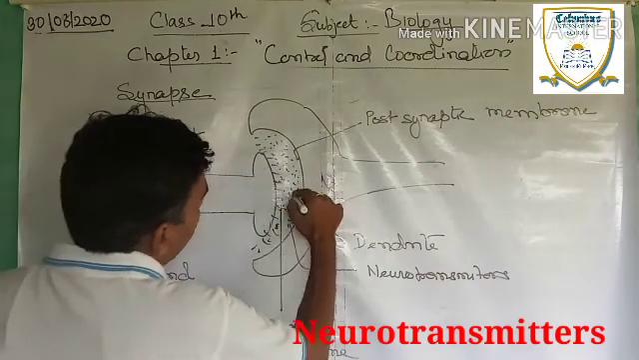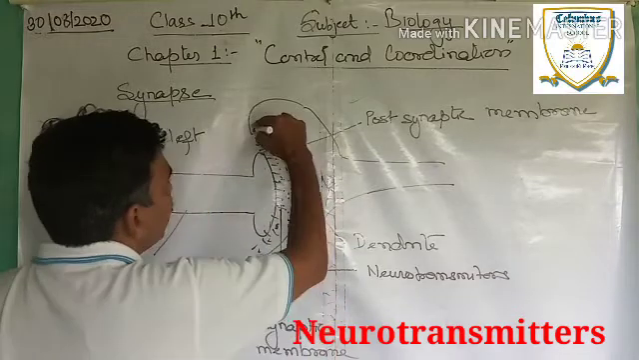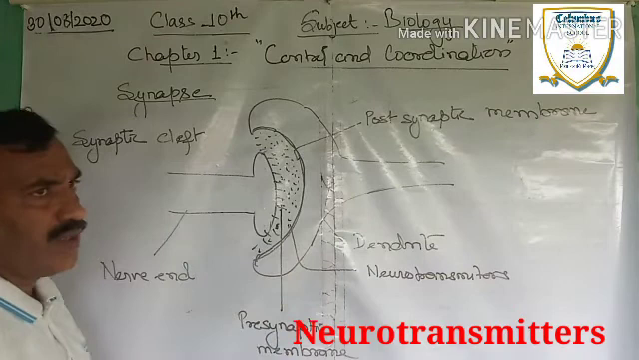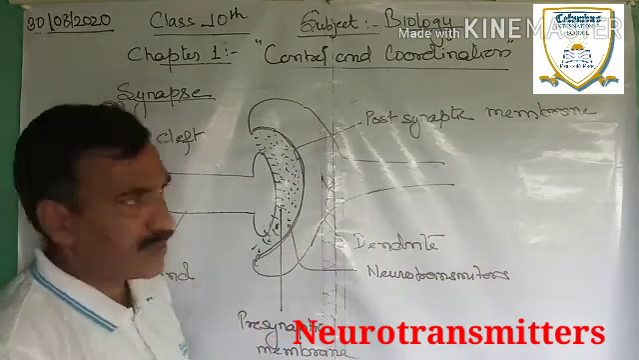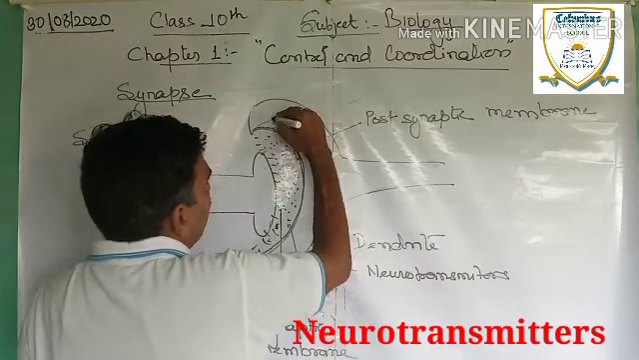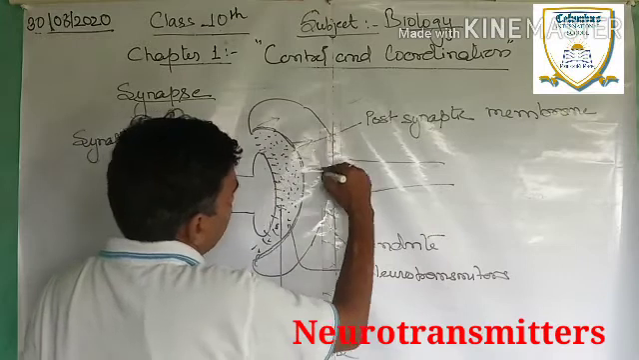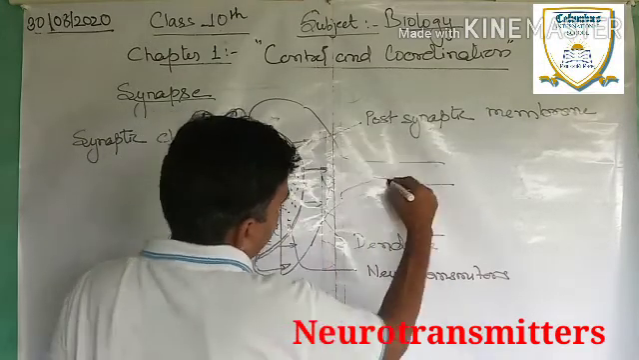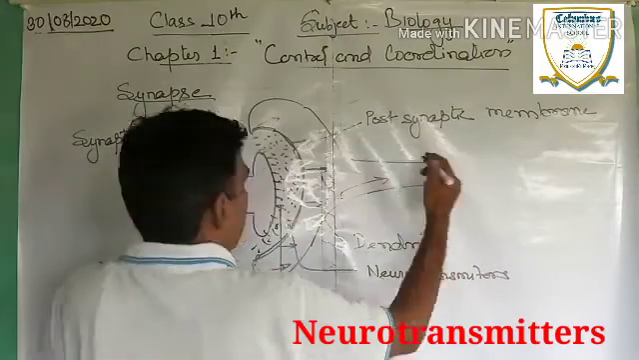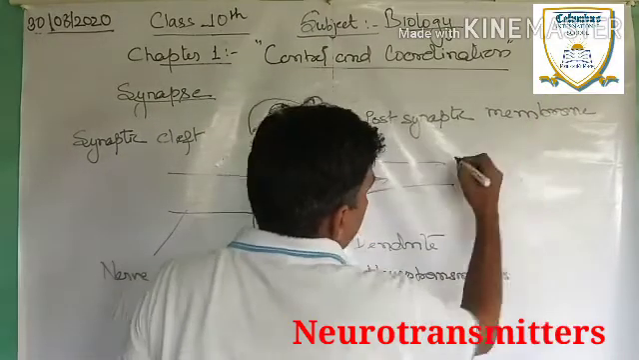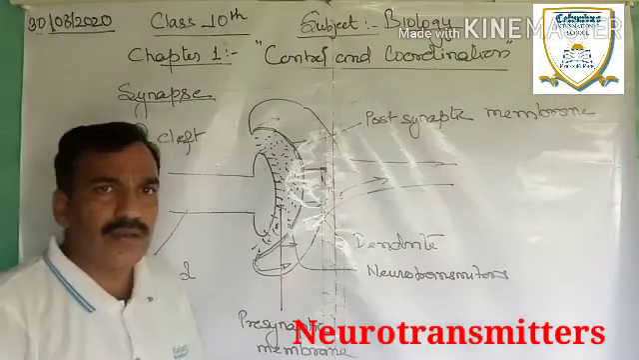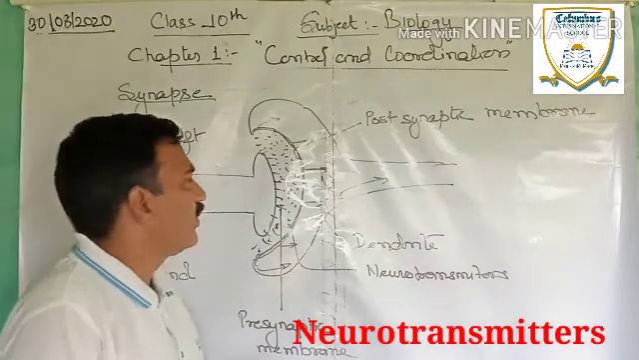Again, these electrical impulses are received by this postsynaptic membrane, and it is converted into chemical impulse and transmitted to the cell body. This is the dendrite, and this dendrite is connected with the cell body. After reaching the cell body, again this chemical impulse is converted into electrical impulse.